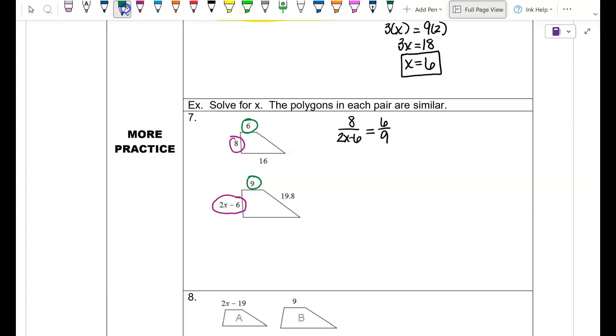And again, once I have my proportion set up, then it's just back to solving a proportion. I'm going to start with my cross product of 6 times 2x minus 6 and equal that to my other diagonal of 8 times 9. Now that I'm dealing with an expression, I do have to distribute, so I have to make sure and take that 6 times both terms. So I have 12x minus 36 equals 72.